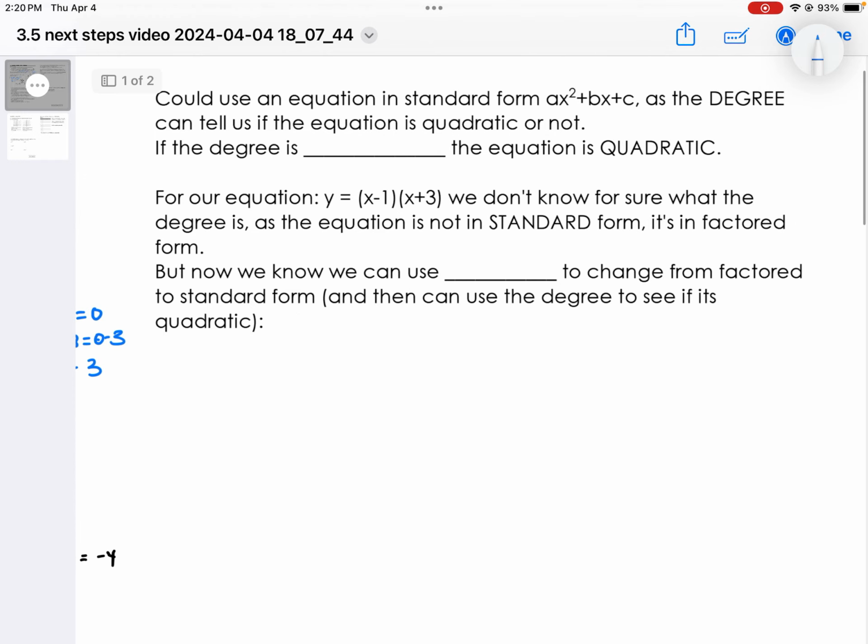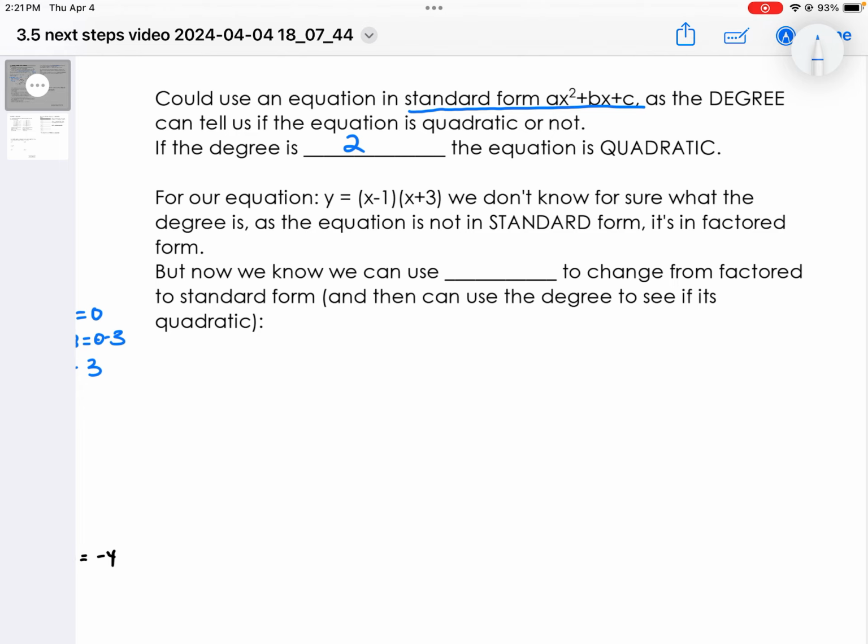All right, so if we have standard form, which of course is the expanded and simplified version, the degree can tell us if the equation is quadratic or not. So if the degree is 2, in standard form we're going to have x squared, and the standard for standard form is to write the x squared term first. Okay, so we did that when we did 3.4 in the FOIL lesson.